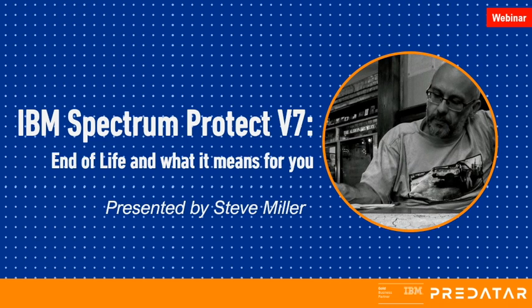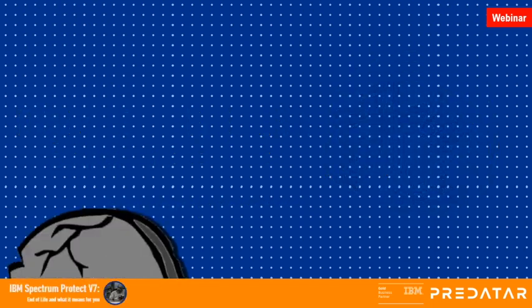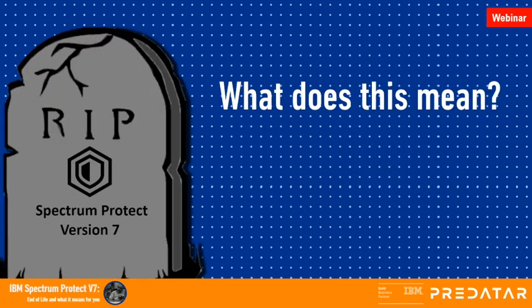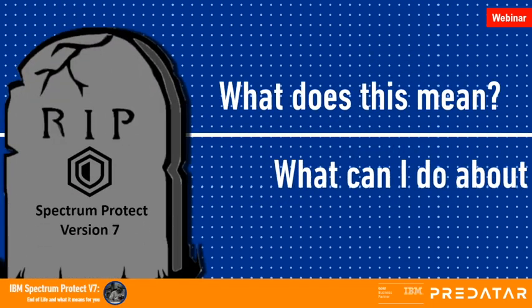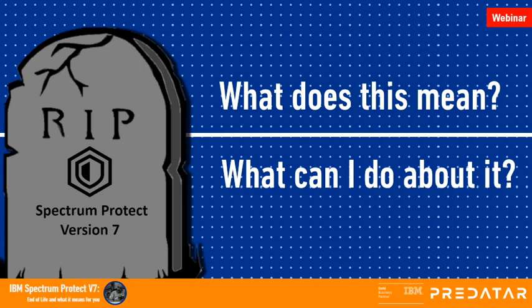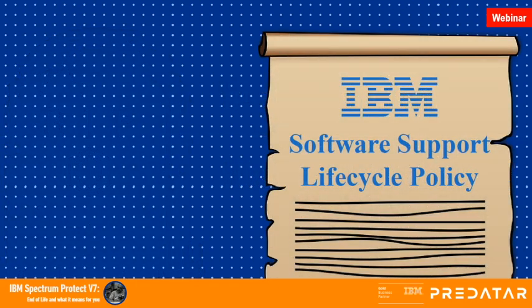Today we're going to talk about the IBM software lifecycle for Spectrum Protect, or TSM, version 7. What does this lifecycle mean for customers who may still be using that version? And what can those customers do to facilitate a move away from that version to a current version of the software? I think the first question to ask is, what is IBM's software lifecycle policy?